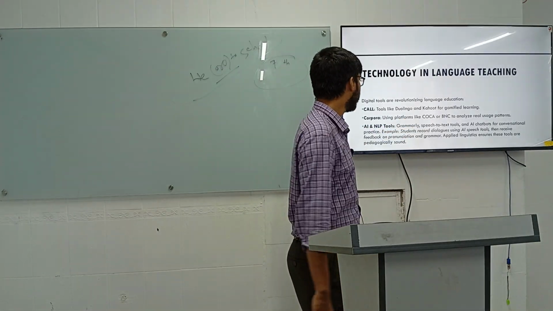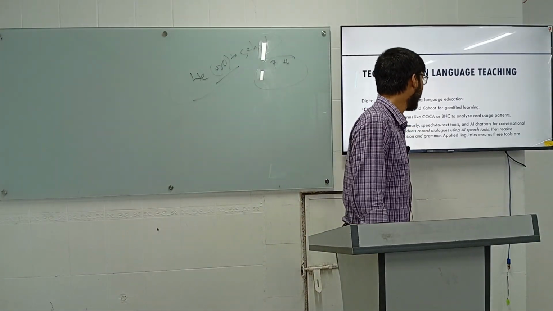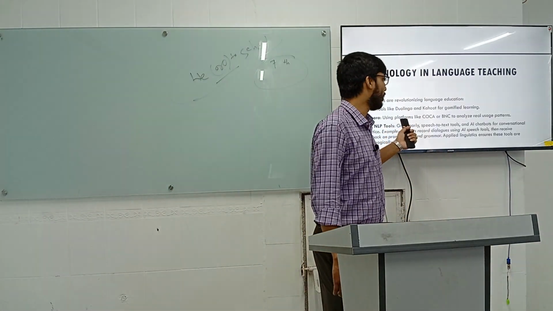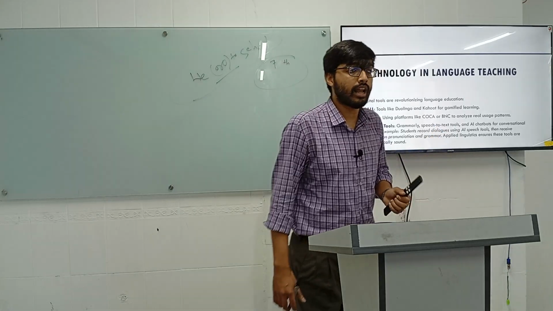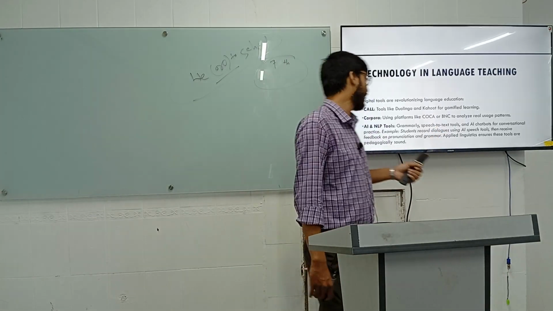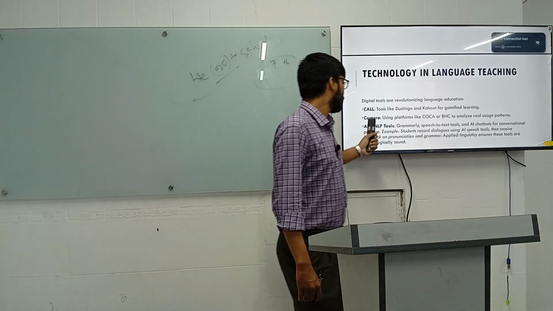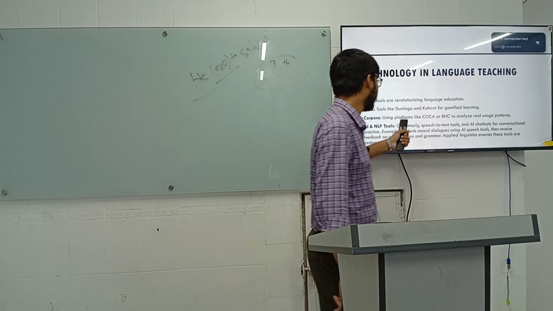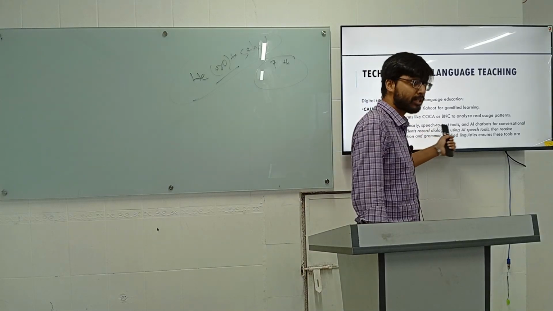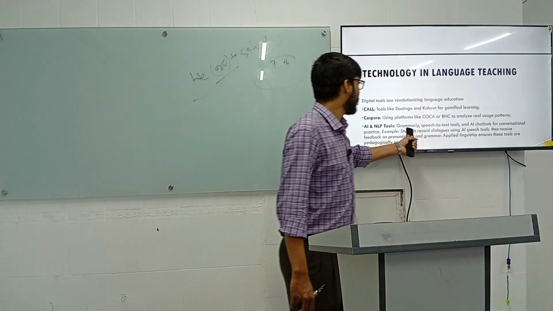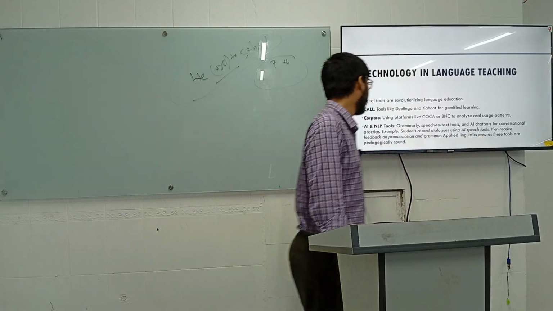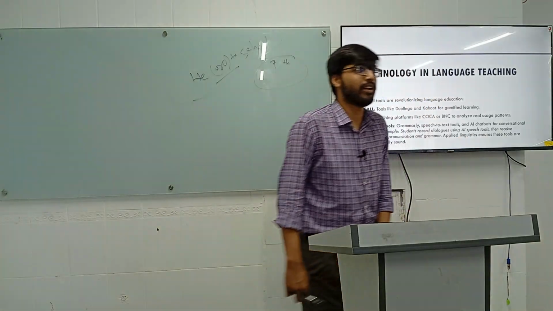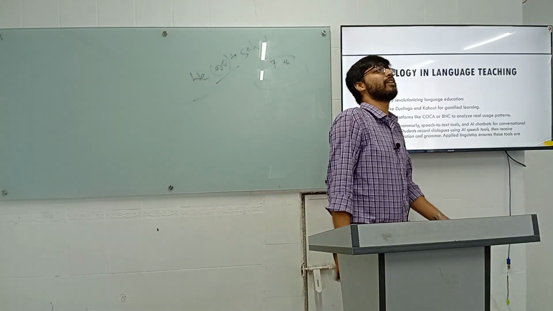Okay, so corpora, using platforms like COCA or BNC to analyze real usage patterns. So these are basically some websites and platforms where we can use the language or learn the language from. Yes. AI and NLP tools, artificial intelligence, okay? And NLP tools such as Grammarly, speech-to-text tools, Google speech-to-text. I already have talked about that. Speech-to-text and AI chatbots for conversational practice. Examples, students record dialogues using AI speech tools. Students basically use AI for various things.